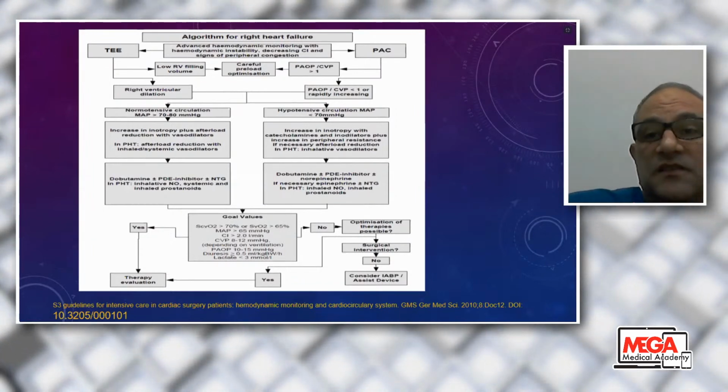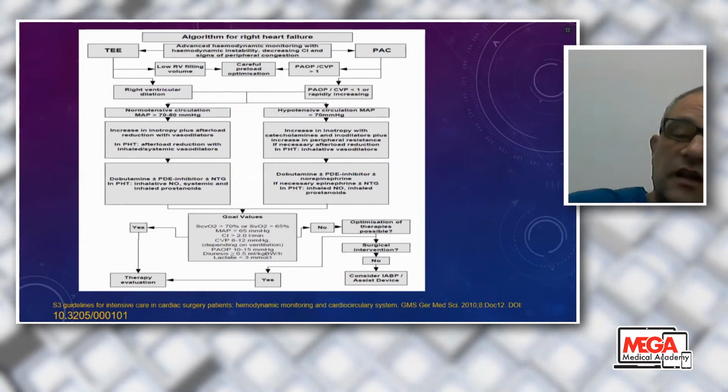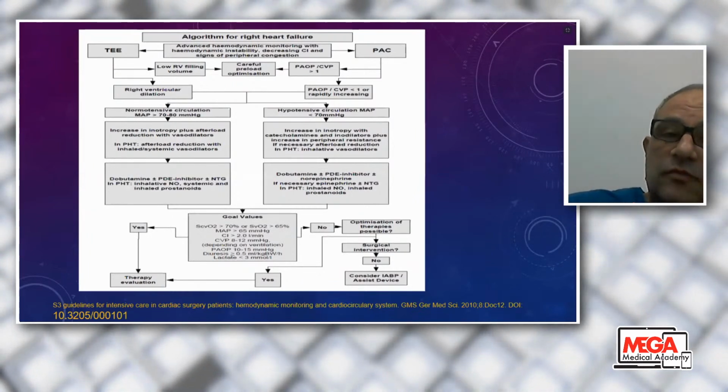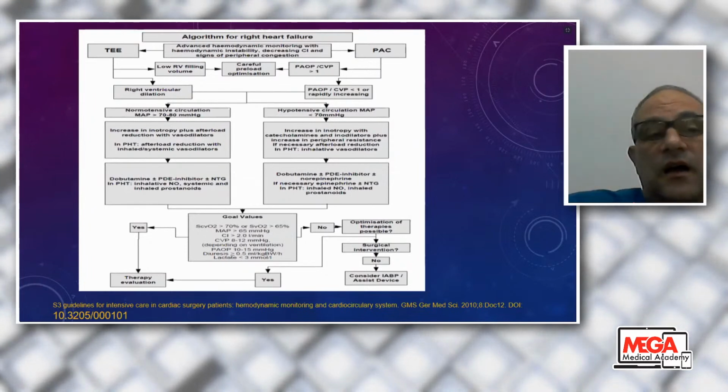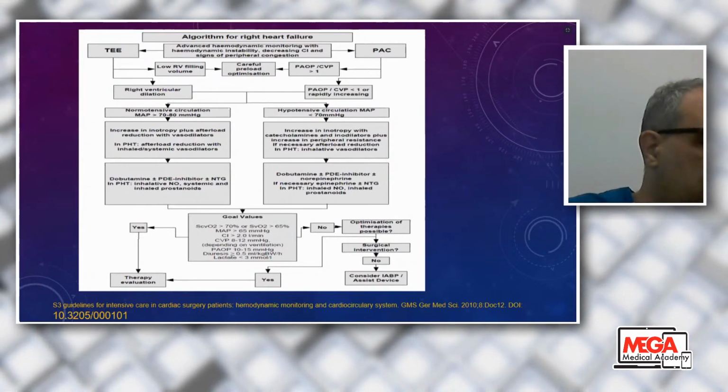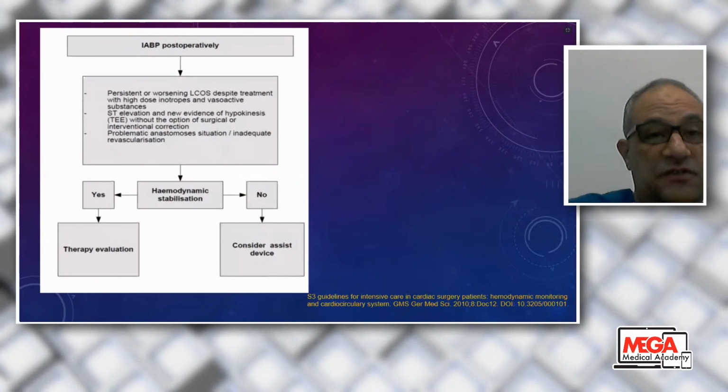So this is the algorithm of how to use transesophageal echo, pulse contour analysis, and pulmonary artery catheter to guide my volume and inotropy therapy in critically ill patients.